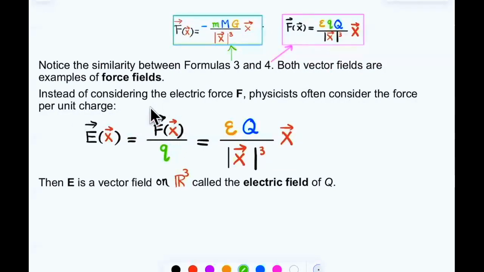You take the force over here, right? And then divide by the charge, so you get the force per unit charge. When you divide by Q, this Q here divides out, and then you will get this one here. And this E here is a vector field on R3 called the electric field.